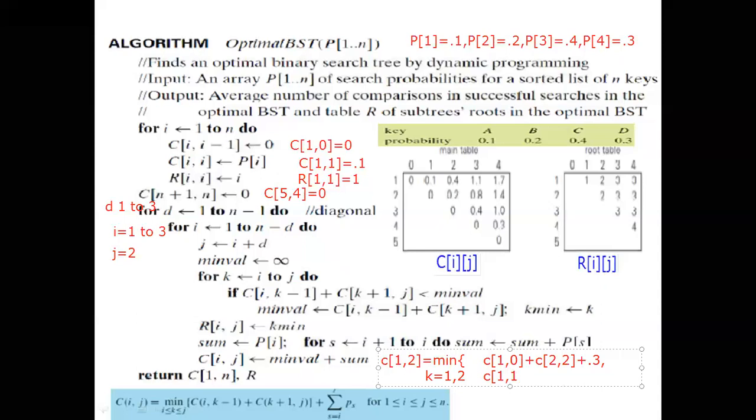1, 1 plus C of 3, 2 plus 0.3. See here. I hope you know how to do this one because I already explained. Now I will explain based upon this one. See here, except this 0.3, all the values are there. That only we are checking.